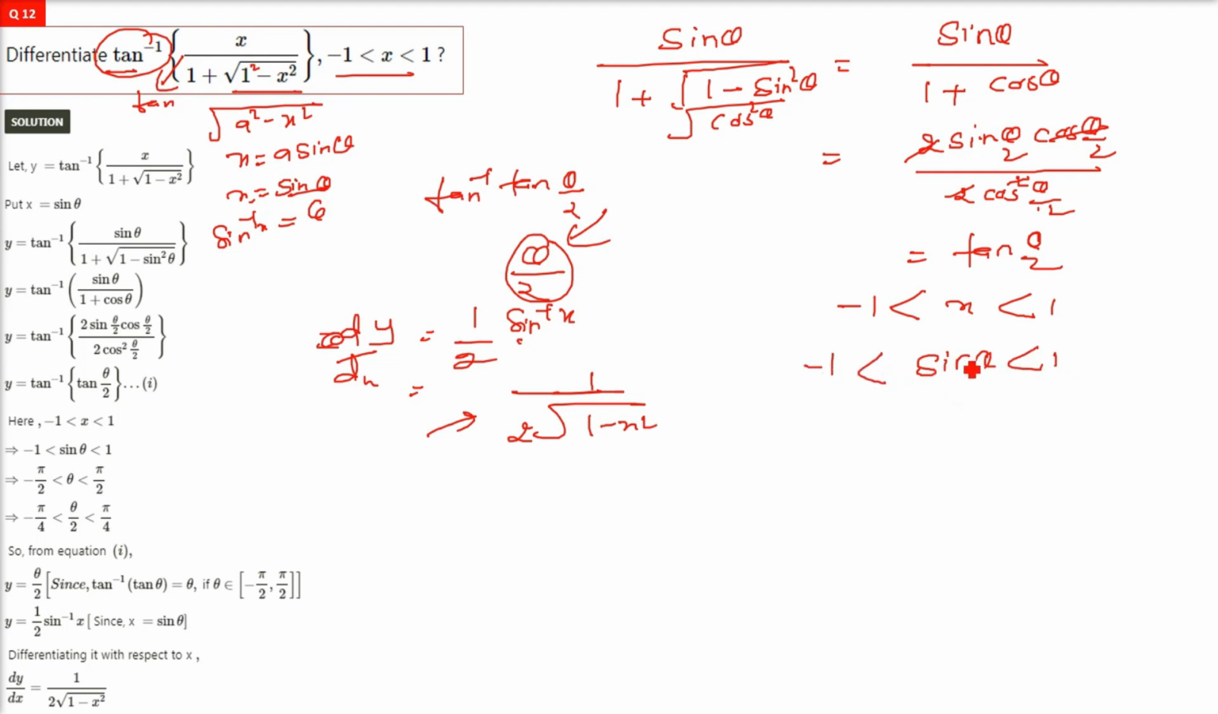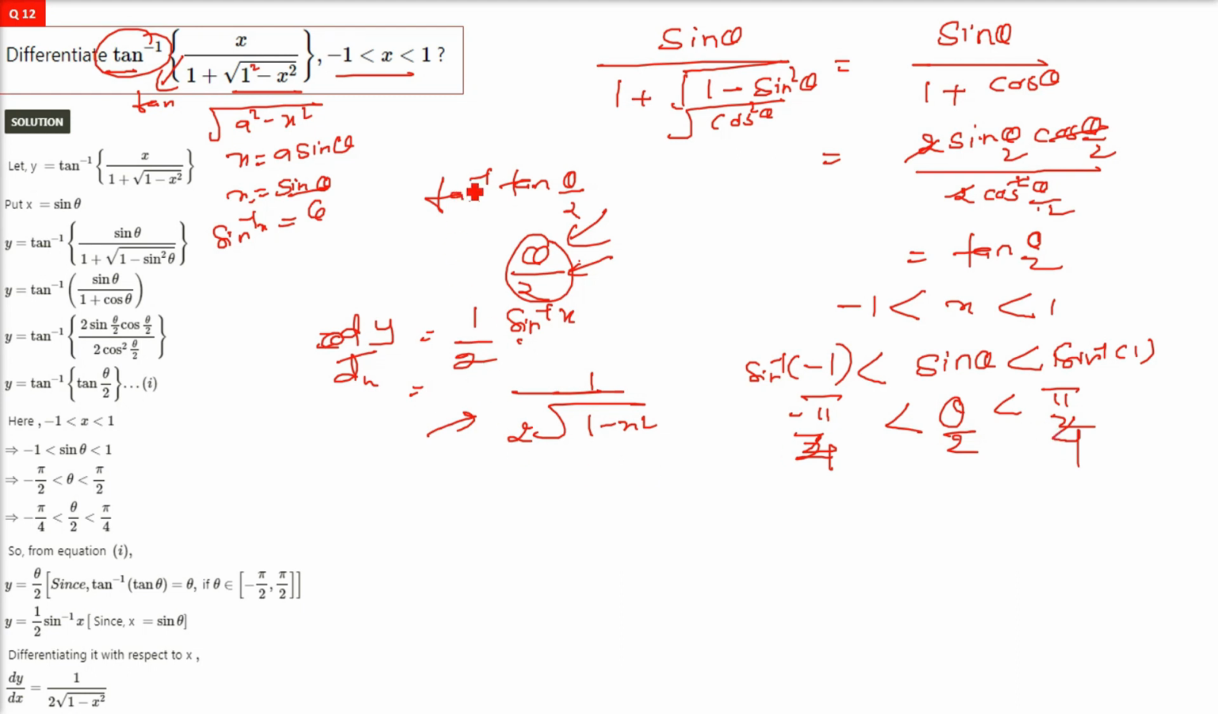Now what is the value of theta for which the sine is negative 1? What is the value of theta for which the sine is 1? So sine inverse minus 1 and sine inverse 1, you will get minus pi by 2 and pi by 2. You know that sine pi by 2 is 1 only. So sine inverse 1 is pi by 2, sine inverse minus 1 is minus pi by 2. So when we have theta by 2, because you need to differentiate theta by 2, it is between negative pi by 4 and pi by 4.